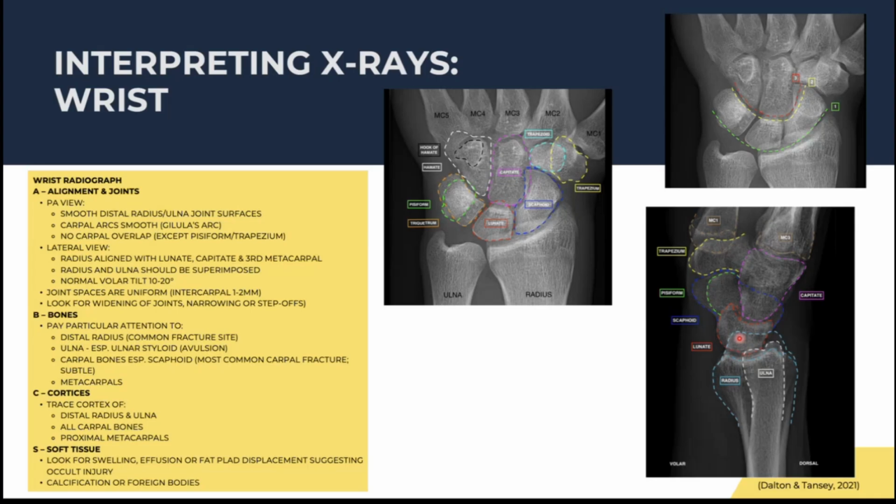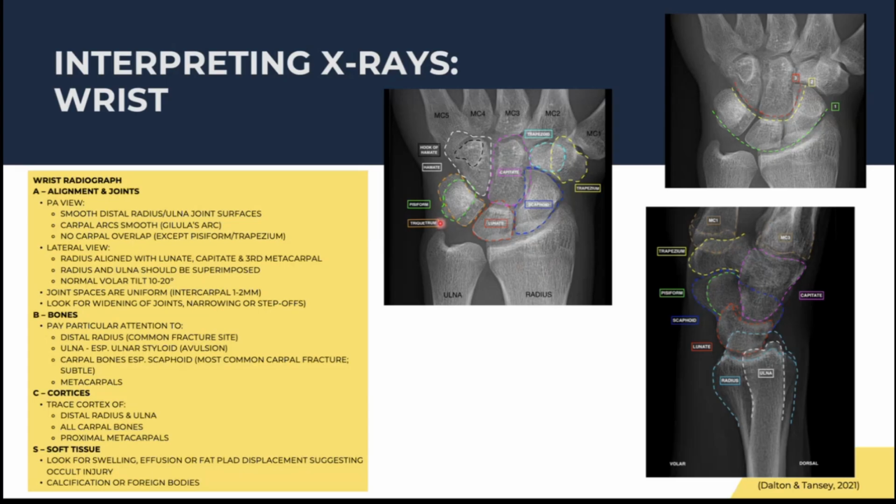And if there's a displacement of that, sometimes the lunate looks like an emptying cup, where it's displaced forward and it looks like the cup is spilling out. So make sure that all the joint spaces are uniform. They should be around 1 to 2 millimeters in the intercarpal joint spaces, and look if there is any widening of joints, narrowing or step-offs. Bones: you want to pay particular attention to the distal radius because it's a common fracture site. Ulna as well, especially look at the ulnar styloid process here because you can get avulsion fractures there.